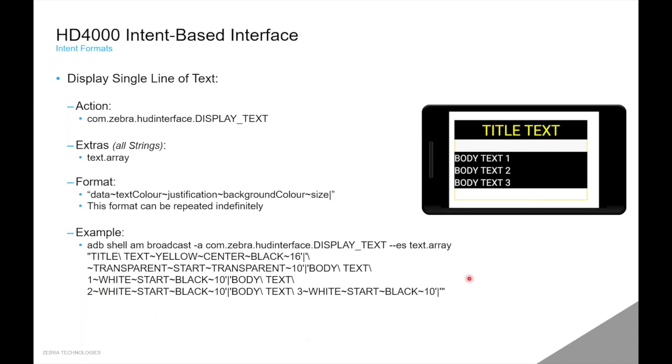So I've got an example down here, and this is what would be used to display this screen up here. So you can see I pass through one string extra, which is text.array, and then I have my title text here. I want the text to be yellow. I want it to be in the center with a black background, and because it's my title, I want to give it a font size of 16. Then I've put through a transparent empty line of text here to make this separation. And then I've just put through 3 more lines of text, body text 1, body text 2, and body text 3, which you can see just there. So that's an example of how you would send multiple lines of text using a single intent.